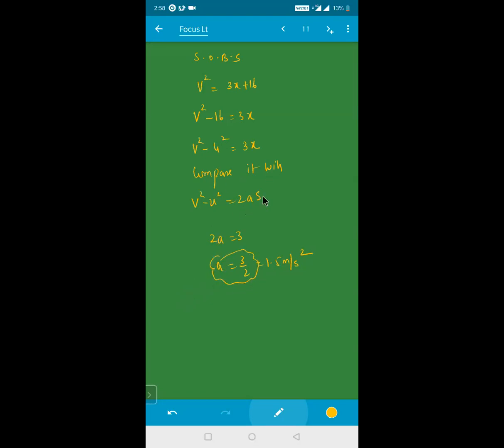Yes, comparing with the standard equation, s is nothing but equal to x only, beta. So this one is x. In the place of your 2a, I am having right now 3. So comparing both of them, I got acceleration 1.5. And in the place of initial velocity, what is there right now? U square. So u will be equal to how much, beta? 4 meter per second. Is it clear for everyone? Yes, sir. Chalo, very good.